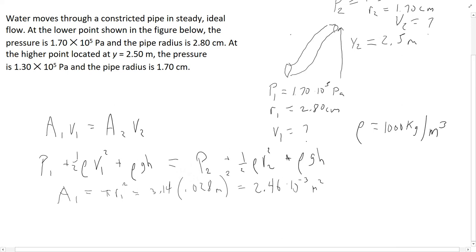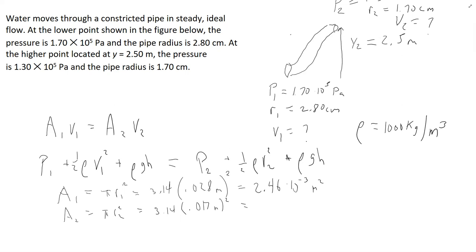And then area 2 will be pi r2 squared. That's 3.14 times 0.017 meters. We convert that one to meters as well, squared. That gives us 9.08 times 10 to the minus 4 square meters.